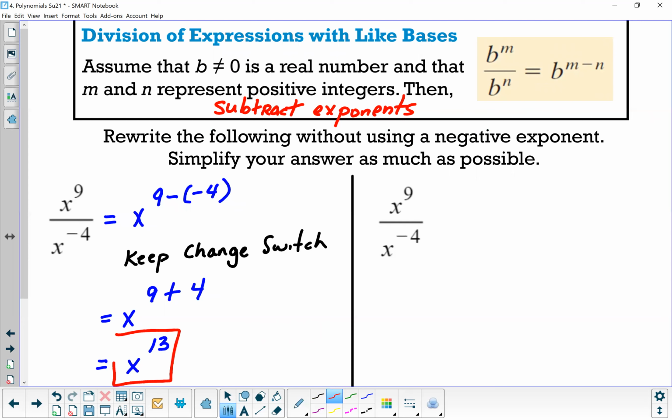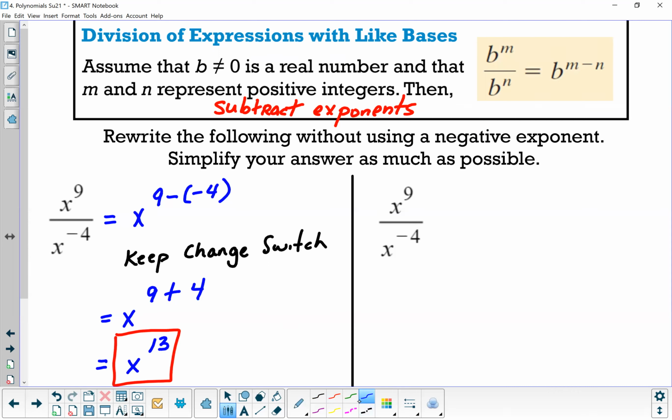All right, I'll be honest. I don't really like the quotient rule. It's necessary, but I just don't like it. It's just my preference. So sometimes when I have a problem like this, instead of using the quotient rule, I'll use what I know about taking the reciprocal of exponential expressions. So I'm going to start this problem again.